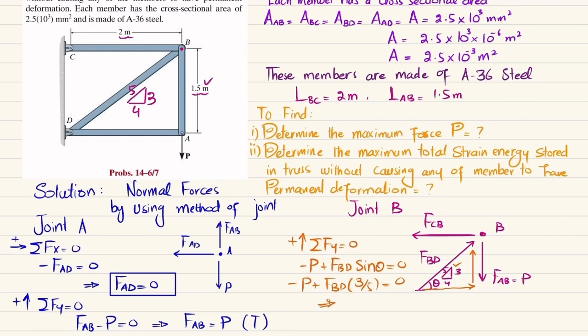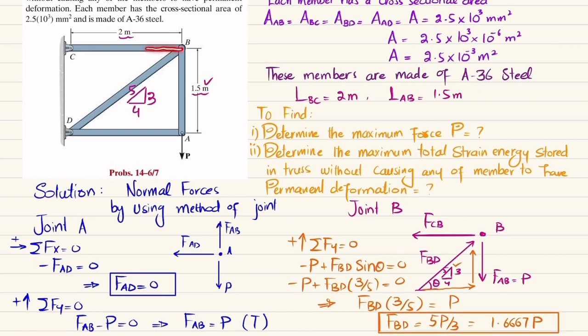So from here we will get FBD times 3 over 5 is equal to P, and FBD is equal to 5P over 3, which is equal to 1.6667 times P. Now you can see this is the force that this member BD exerts at point B. So the force in this member CB will be in tensile. So I will write T, tension. This will be in tension.